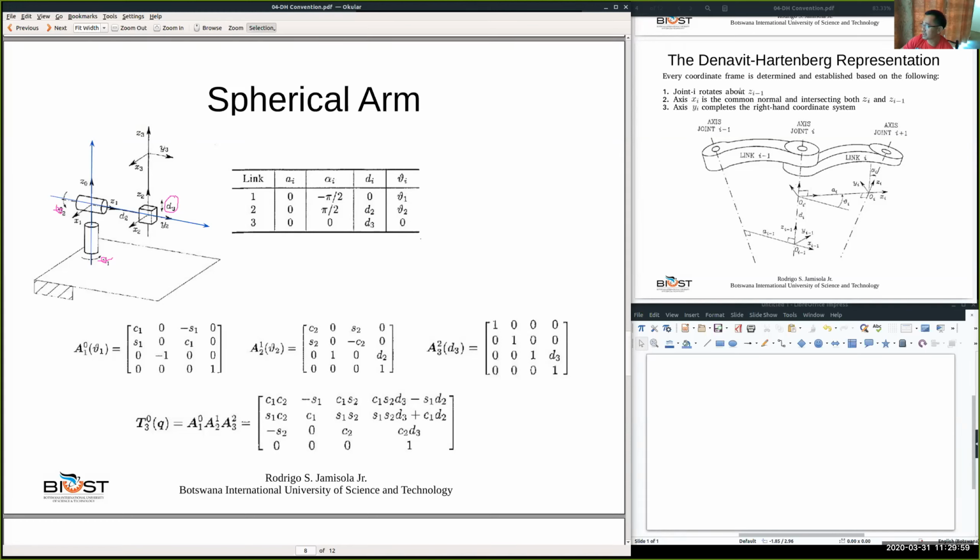And in this case here, joint 3 translates about Z2. So where is Z2? This is Z2, and joint 3 translates in that direction. So joint 3 translates along Z2.